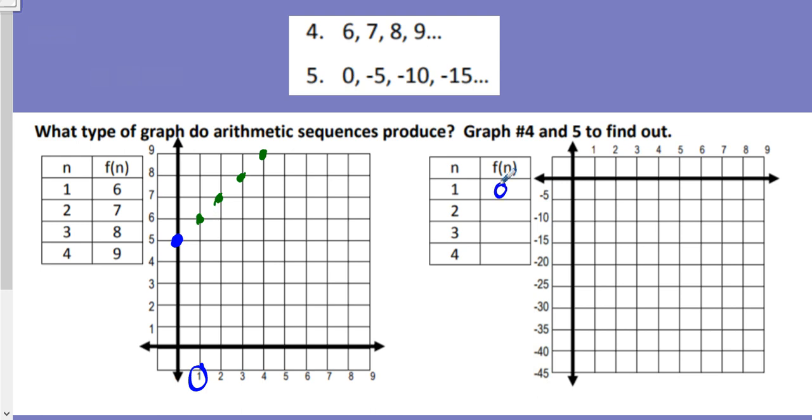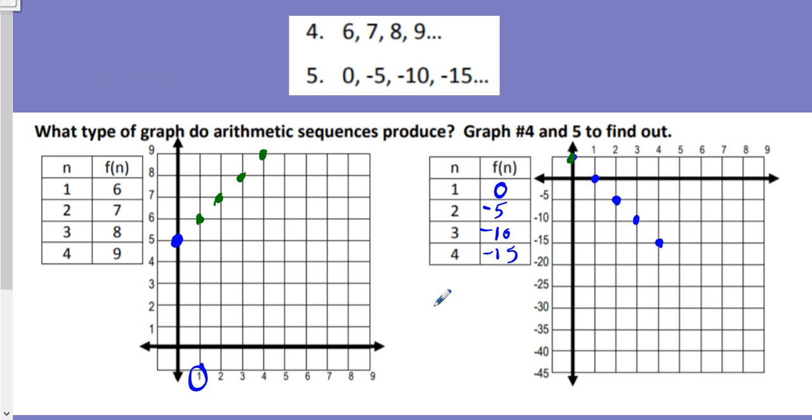And number 5, I have 1 and 0. I have 2 and negative 5, 3 and negative 10, and 4 and negative 15. So again, a linear relationship. Again, I can back it up and I could see my y-intercept. But again, we would be focusing on our first term when we write it as a sequence rather than our y-intercept.